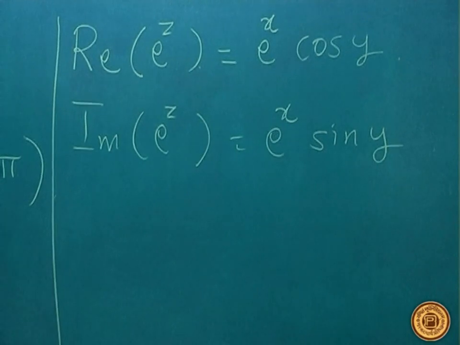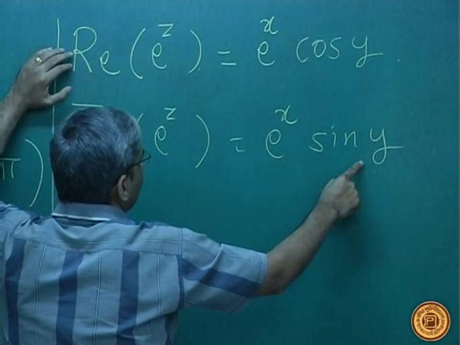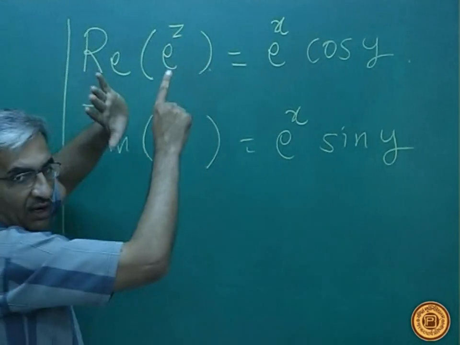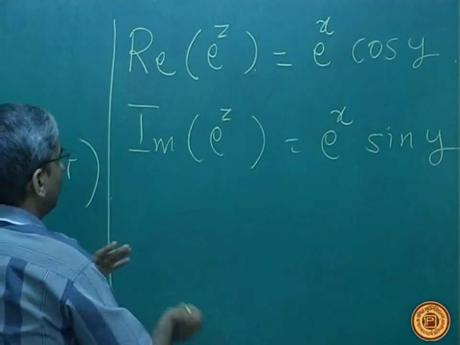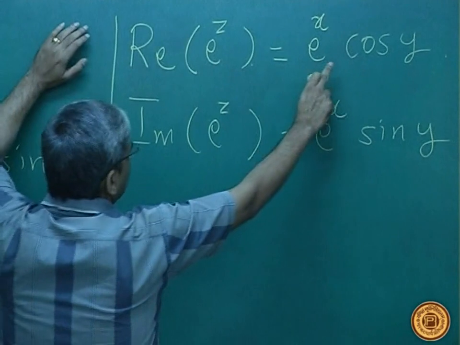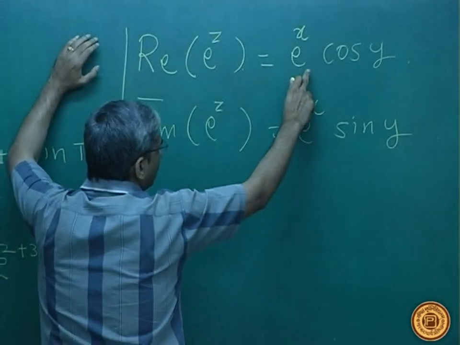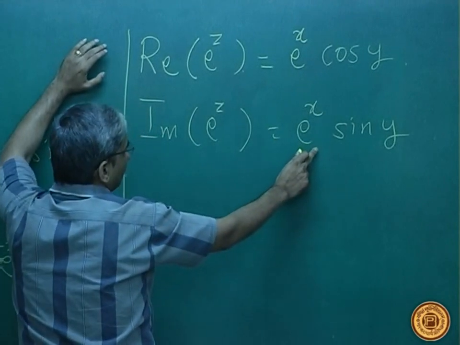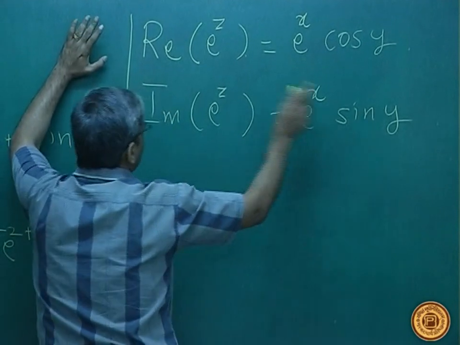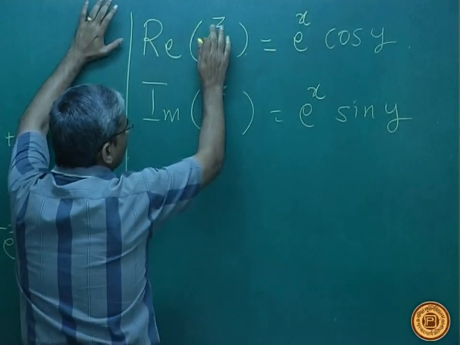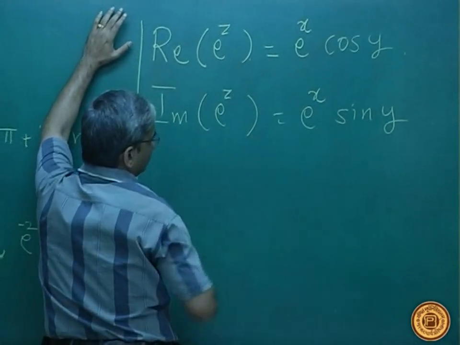Because what was e to the power z? It was e to the power x cos y plus i times e to the power x sin y. So we know how we write every function f(z) as u(x,y) plus i times v(x,y). So for the function e to the power z, this is our u(x,y) and this is our v(x,y), because it is e to the power x cos y plus i times e to the power x sin y. So these are the real and imaginary parts of the function. So this is u and this is v.